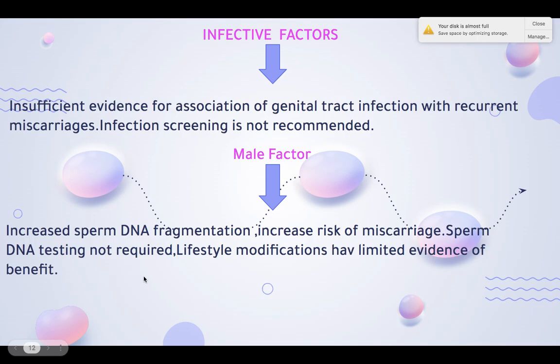Limited studies are available evaluating the interventions that may affect sperm DNA fragmentation, such as lifestyle modifications, smoking cessation, weight loss, exercise reduction, treatment of infections, control of diabetes, treatment of varicocele, antioxidant therapies, and sperm selection. All these modalities are available, but there are limited studies evaluating whether these interventions are beneficial. So this is the reason that sperm DNA testing is not required, although it increases the risk of miscarriage.